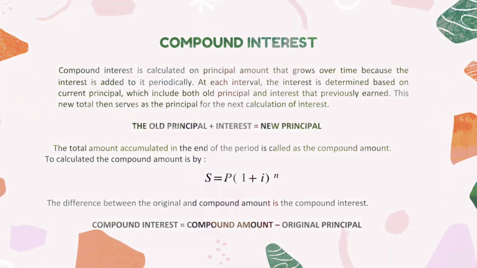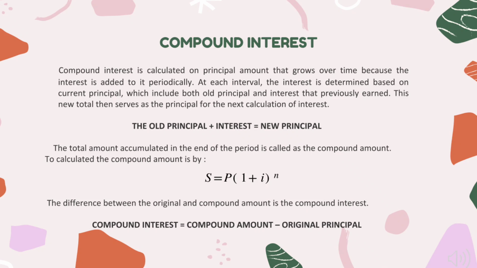Compound interest is calculated on a principal amount that grows over time because the interest is added to it periodically. At each interval, the interest is determined based on the current principal, which includes both the old principal and the interest previously earned. This new total then serves as the principal for the next calculation of interest. The total amount accumulated at the end of the period is called the compound amount. To calculate the compound amount, we use the formula S = P(1 + i)^n.